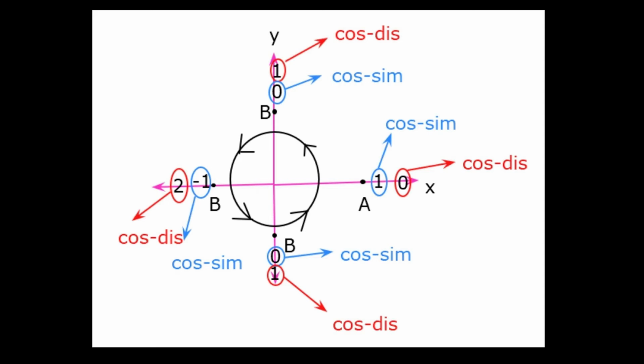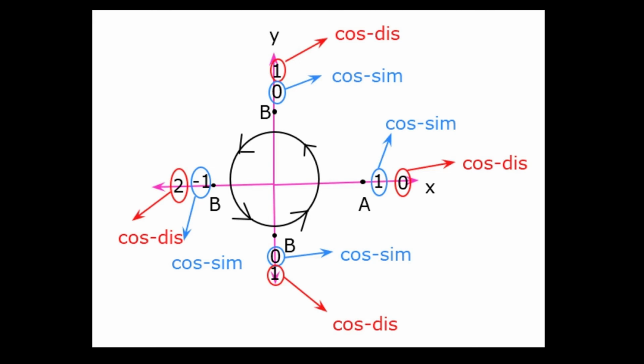If point B is on the x-axis on the negative side, the angle between A and B is 180 degree in this case. So we know that cosine similarity between A and B is equal to cos theta. Here theta is 180 degree. So cosine similarity will become minus 1 and cosine distance will become 2. Similarly, if point B is on the y-axis on the negative side, the angle between point A and point B will become 270 degree. So theta is equal to 270 degree here.